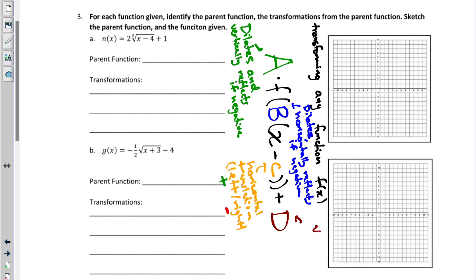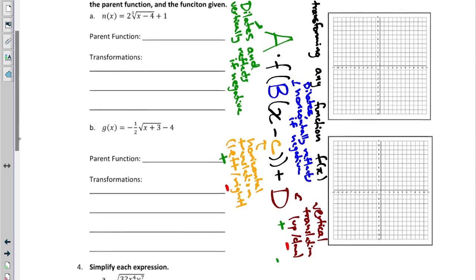But for the vertical translation, which is D, that one follows the rules. That one goes up/down, and you go up when you add and down when you subtract. All right. How weird does that look? I don't know.